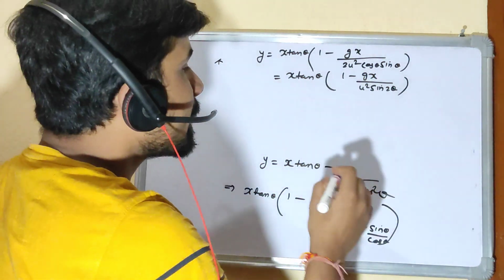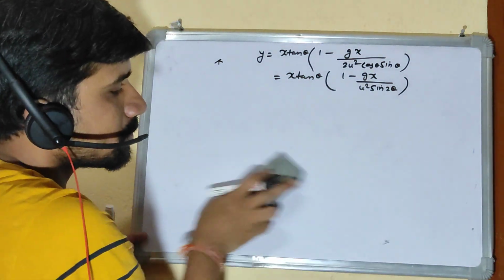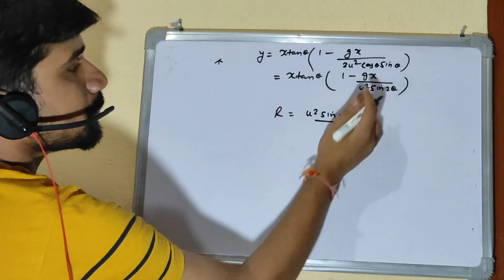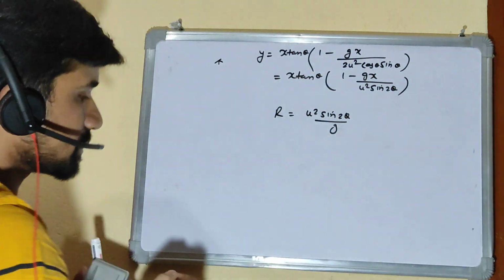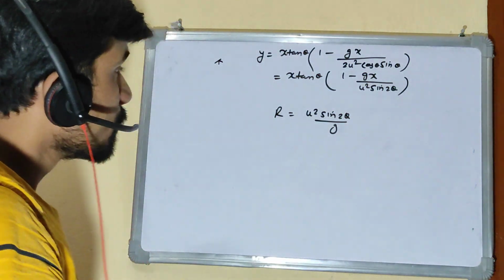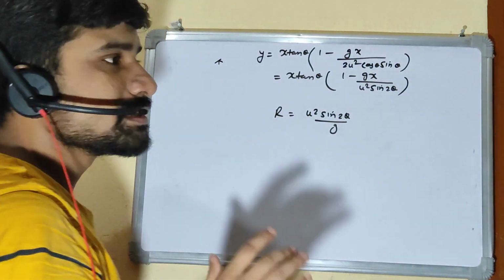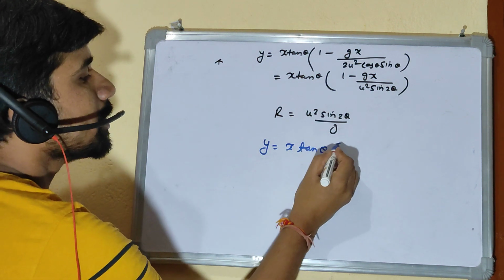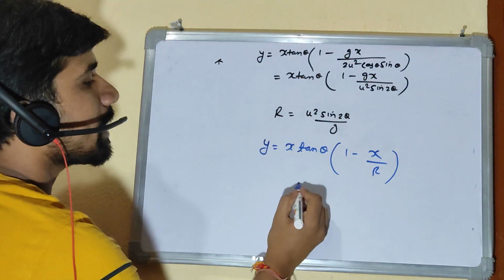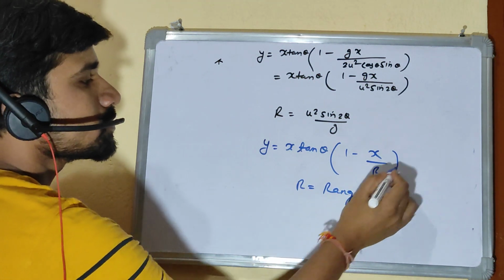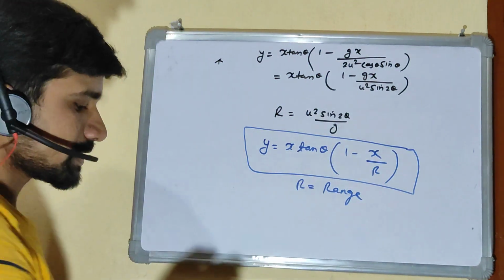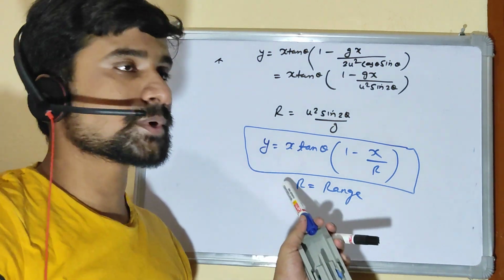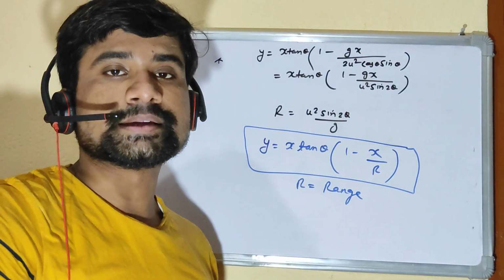You know the range is given by u square sin 2 theta by g. So if I take g down, this becomes nothing but the range. So equation of trajectory in simple terms can also be written as y equal to x tan theta into 1 minus x by R, where R is the range. So this is the general expression for the equation of trajectory in terms of range, right? If I know the range of the motion, I can directly use this relation to find the equation of trajectory.